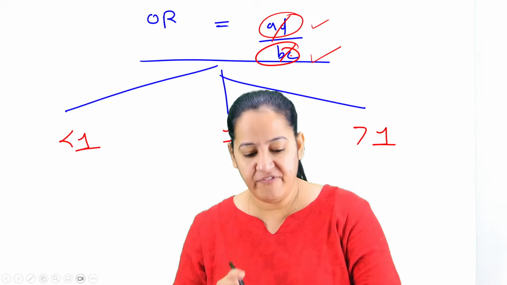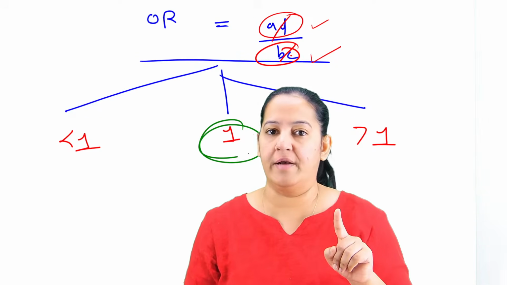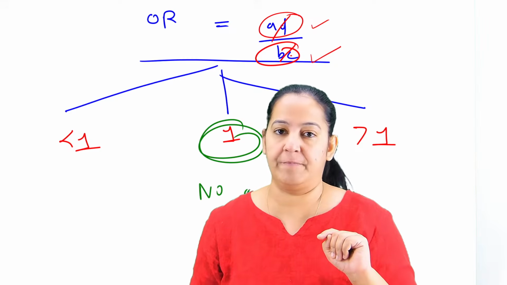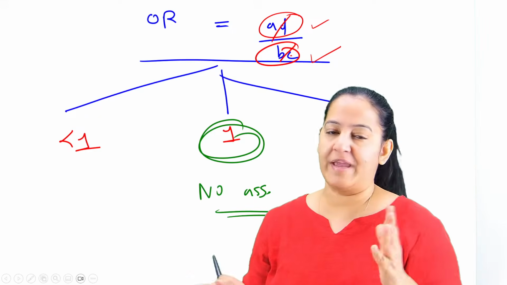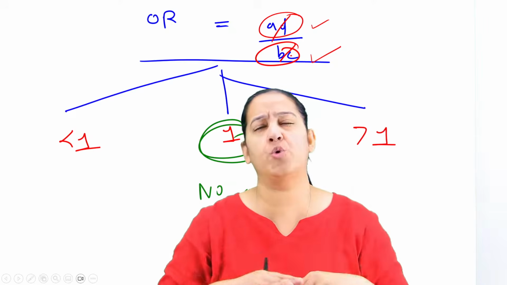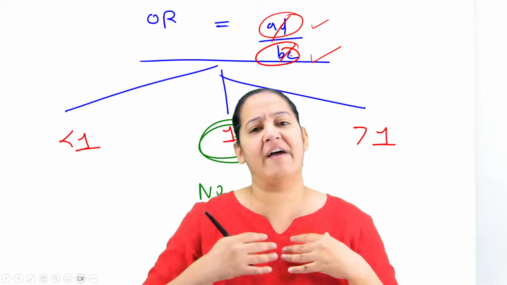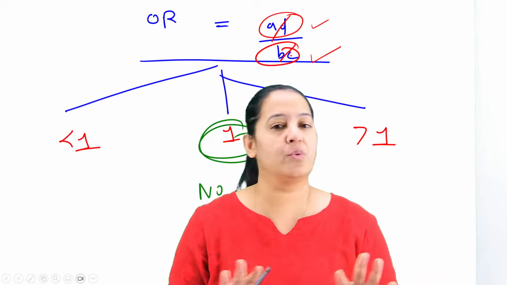If it is equal to 1, it means there is no association. There is no association between smoking and lung cancer. Smoking and lung cancer are two different things. By chance, I feel that they occur together, but there is no association between them.